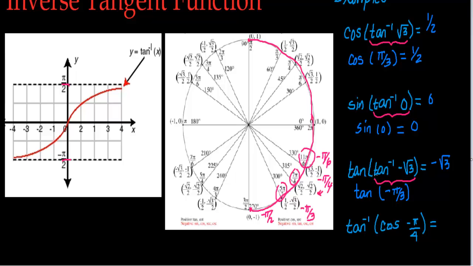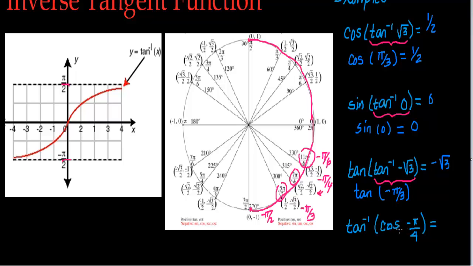Okay, there's actually a cancellation property for tangent inverse. It says that this will equal whatever this value is, as long as this value is between, well, in this case, any number. This will equal whatever number you place here, okay, for tangent inverse. Next example.